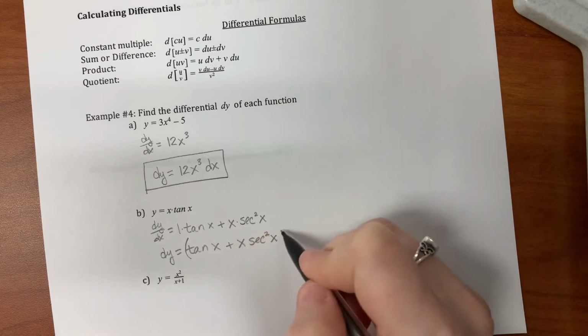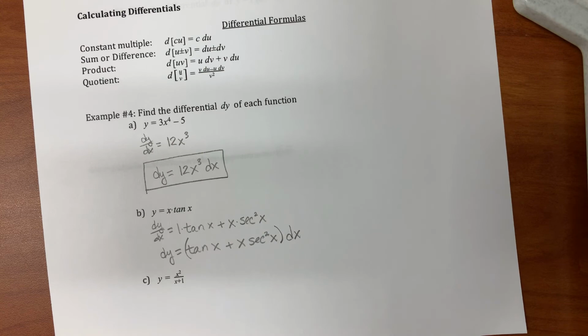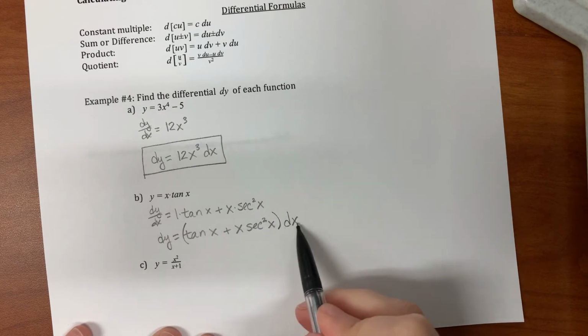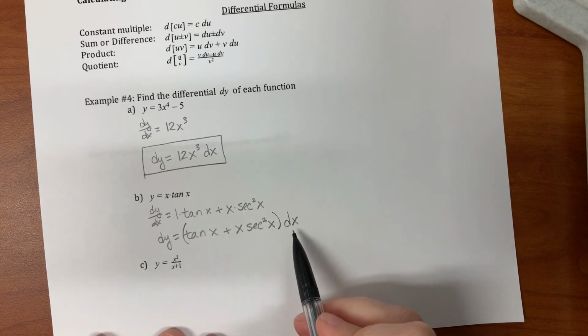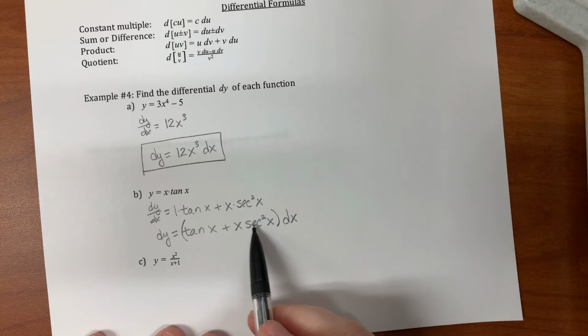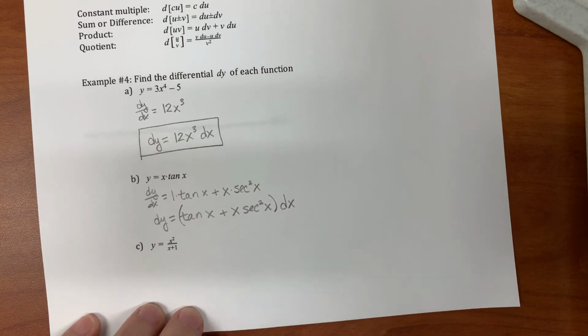Now, when I do times dx, I'm going to put all of that stuff in parentheses because I'm taking that whole side times dx. If you put dx just on the end on the AP exam, they will count that wrong because it looks like it's only dx times this last piece. So make sure you do parentheses. When in doubt, do parentheses.